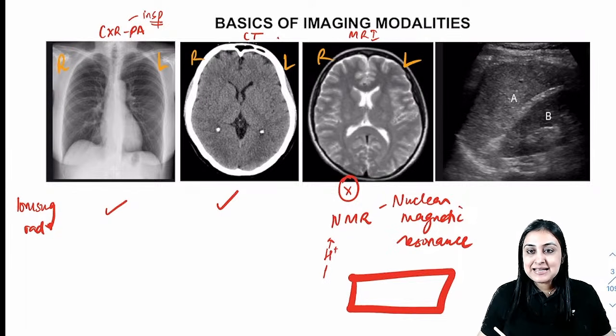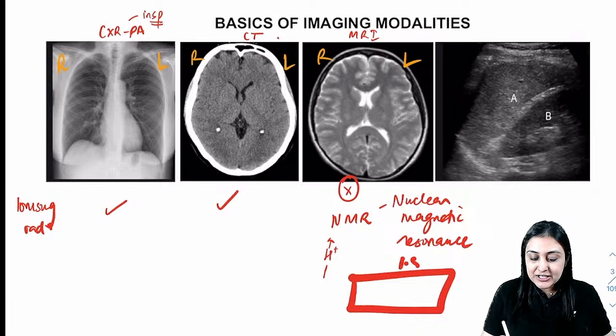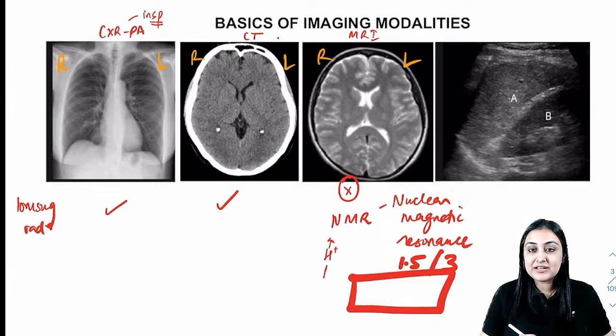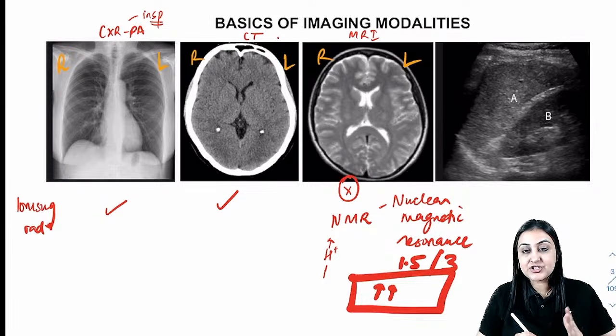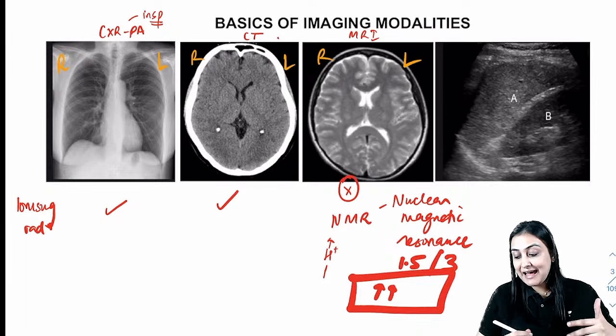Yeah, on an MRI scanner, we have a large magnetic strength, 1.5 to 3 Tesla, right? So now all of these magnetic fields will align in one direction. And that is why we basically have an image.